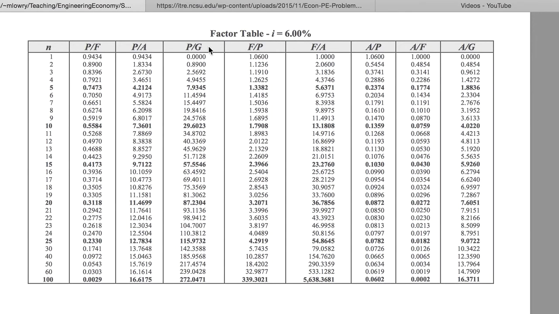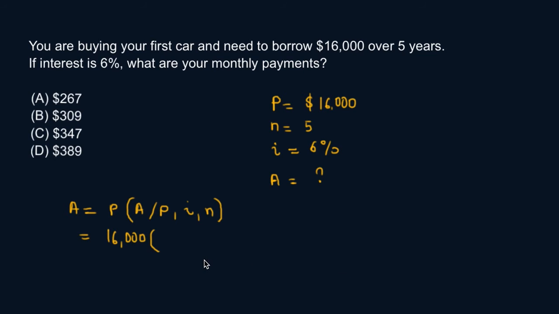6%, A given P, and it's 5 years. A given P, so 0.2374. All right, let's calculate this. 16K times 0.2374.